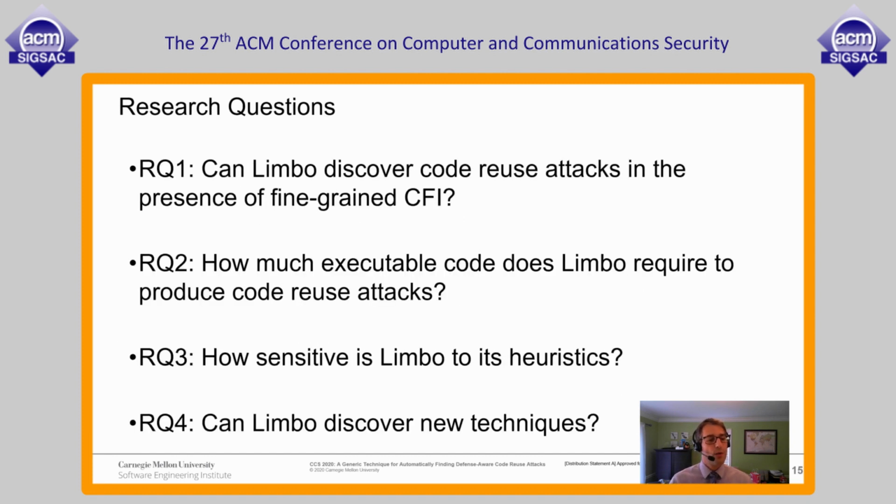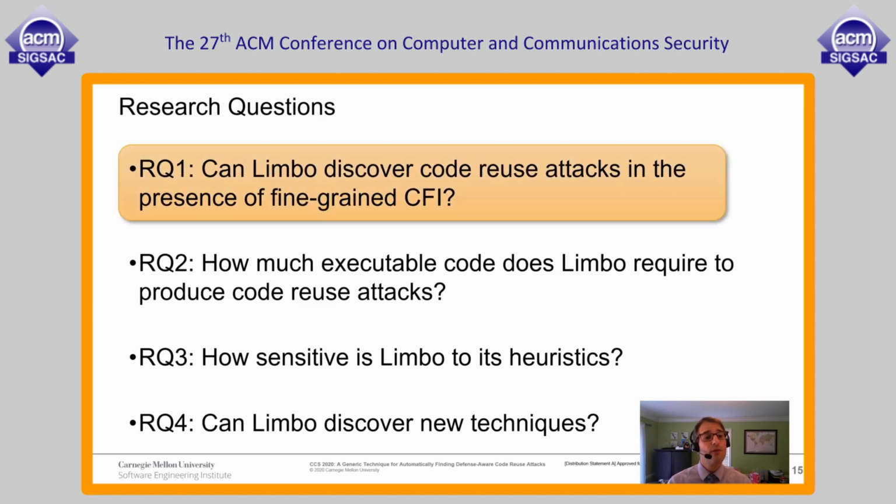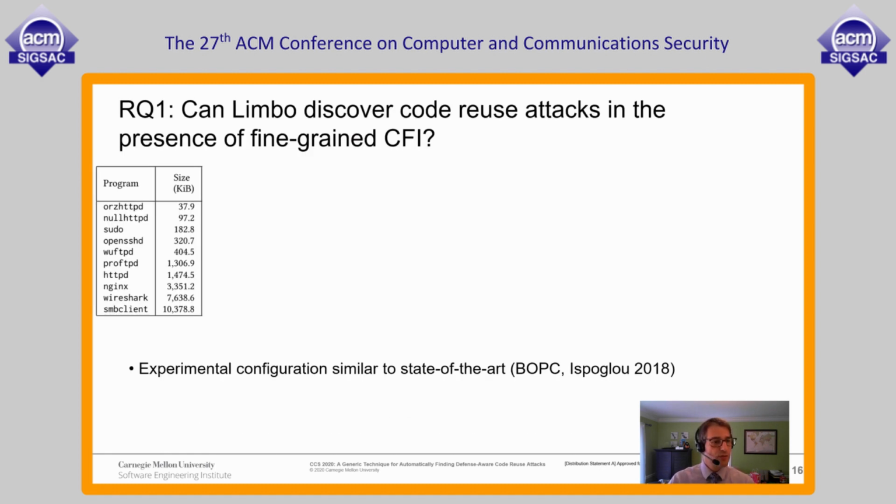So in the paper, we investigate 4 different research questions, but just because of our limited time today, I'm going to cover one of these in this talk. And that is, can Limbo find code reuse attacks in the presence of fine-grained CFI, which is, again, a really well-studied defense inside of academia.